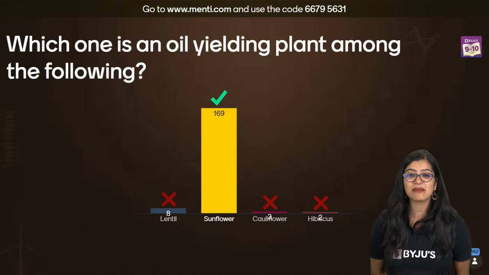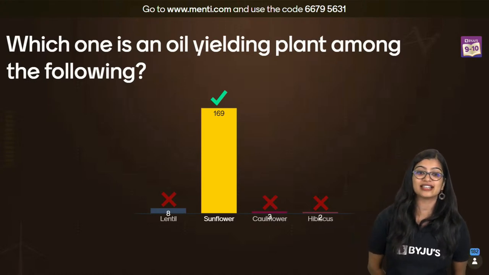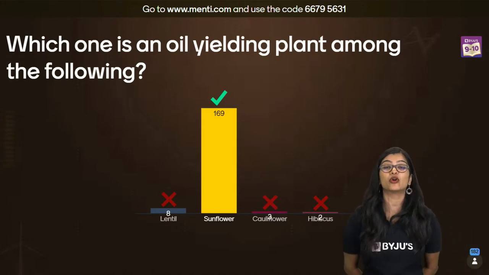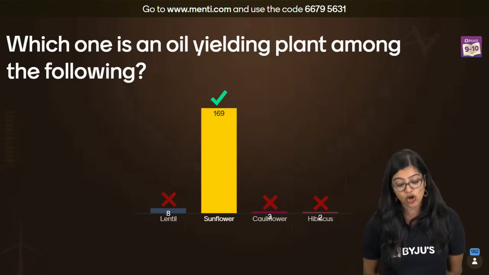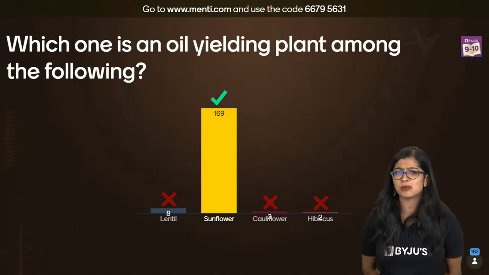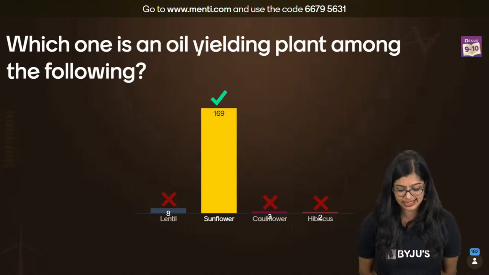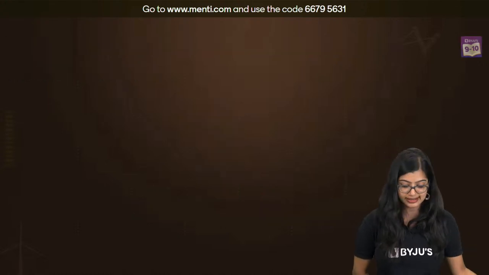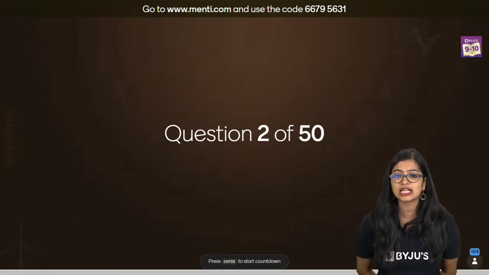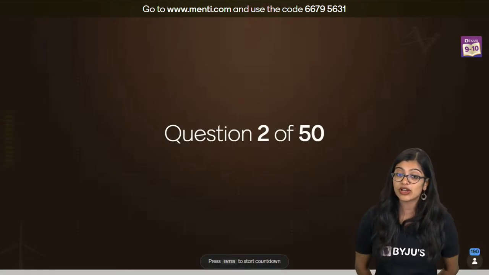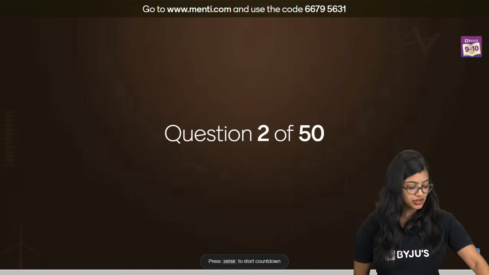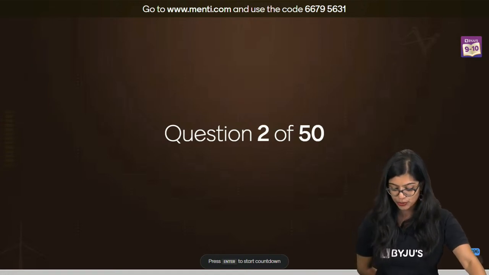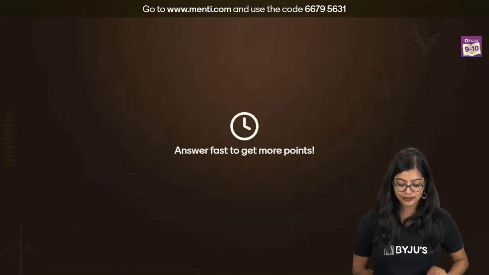Yes, very good, everybody. The correct answer is option B, sunflower, because we know that from sunflower seeds, we get oil. But lentil, cauliflower and hibiscus, of course not. Lentils are normally pulses, so they come under that category. Very simple and easy question. Now moving on to question number two on your screens now.